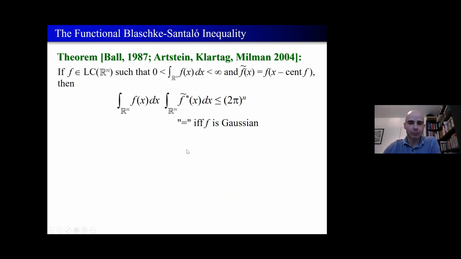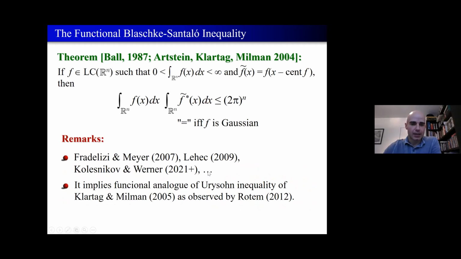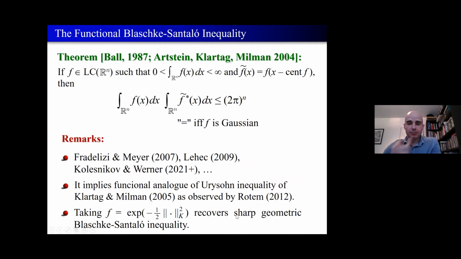Let me just say that I'm well aware that there are more general versions of this functional Blaschke-Santaló inequality and new versions by Elizabeth, with different proofs. For us, what is interesting is that this functional Blaschke-Santaló inequality is again stronger than a functional analog of the Urysohn inequality by Boas, Vitali, and this was first observed by Liran. And also let me mention that you can recover the geometric sharp Blaschke-Santaló inequality by putting in this function.